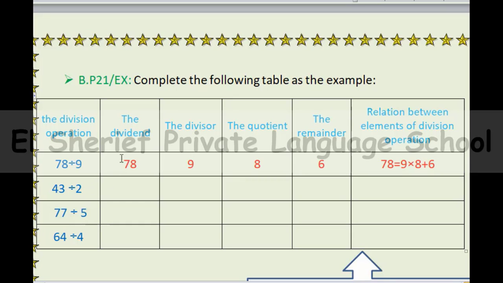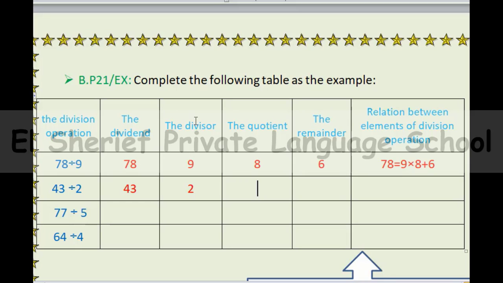The next example, 43 divided by 2. 43, so the dividend is 43, and the divisor is 2. And the quotient is what? If we go back one step, we get 42, and any even number is divisible by 2.